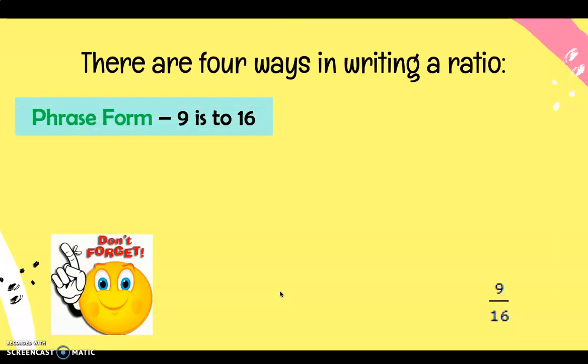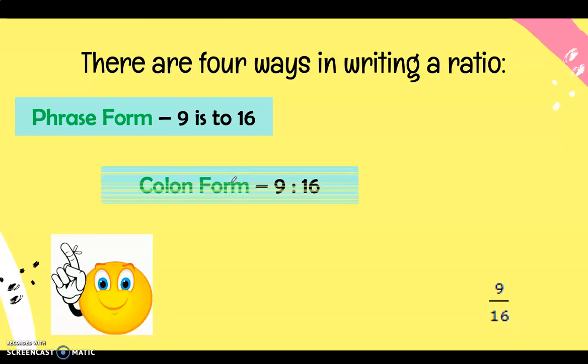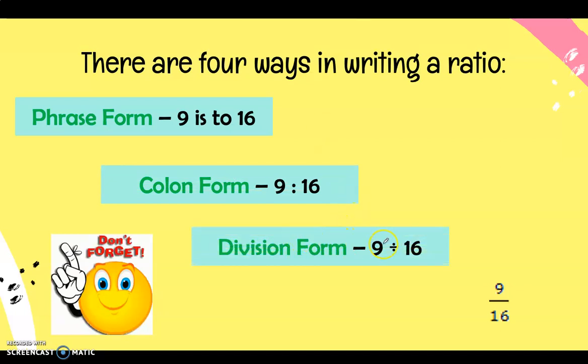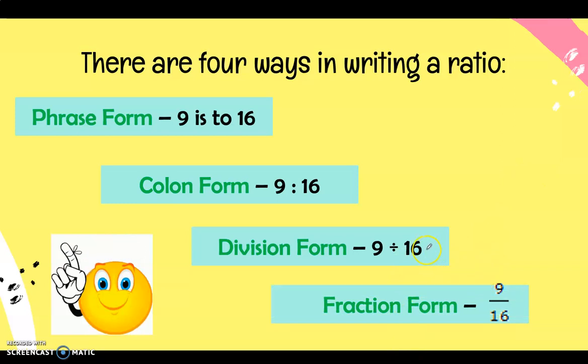Now, there are 4 ways of writing a ratio. We have here phrase form. You can say 9 is to 16, writing it with the words "is to." You can also write it in colon form, 9, colon, and then 16. You can also write it in division form, 9 divided by 16. Or fraction form, which is 9 over 16. So basically, these are just the same. The only difference is the way of writing the ratio.